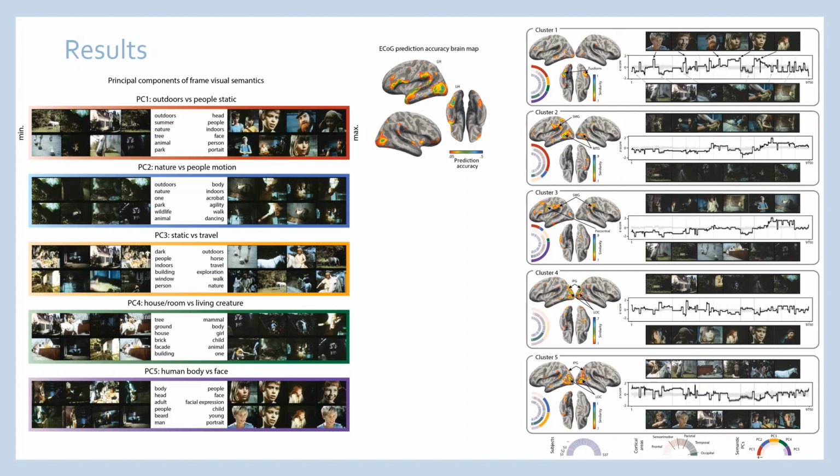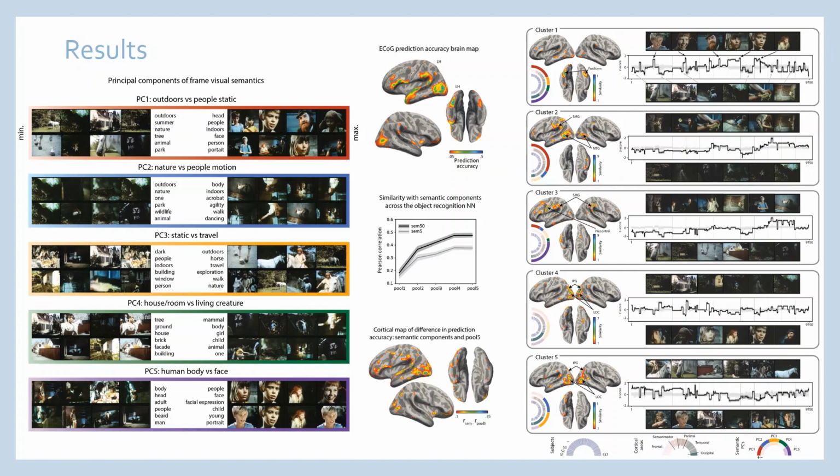In addition to these findings, we show that high-level semantic visual information arises gradually from low-level perceptual input, as the similarity between semantic components and layers of the visual object recognition model increases from earlier layers to deeper layers. Finally, enriching high-level visual information with semantic word embedding information provides a better fit for the brain activity throughout many regions in lateral occipital, temporal, and frontal cortices.